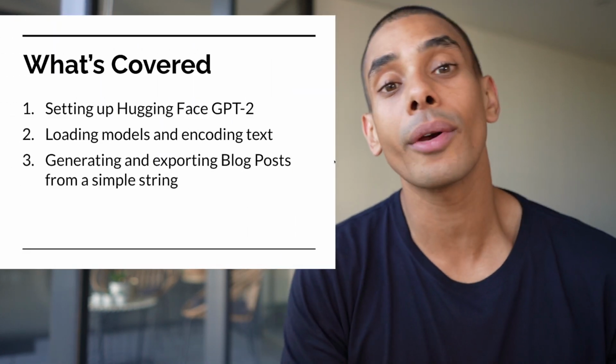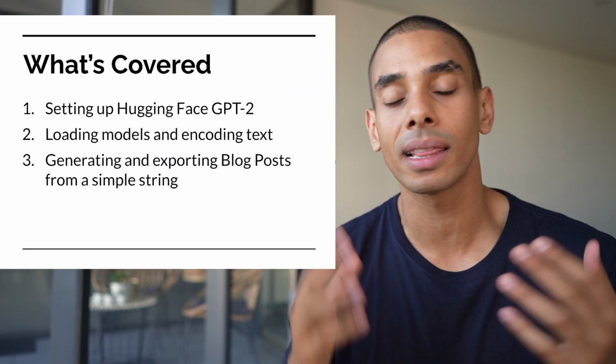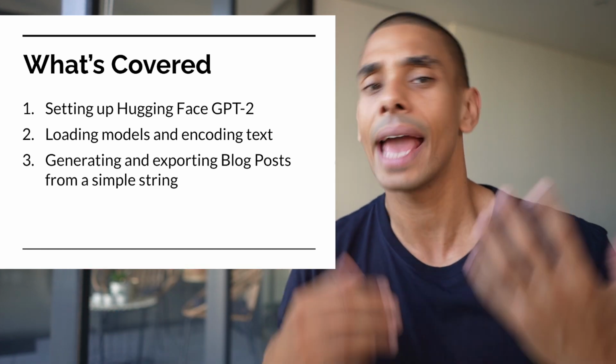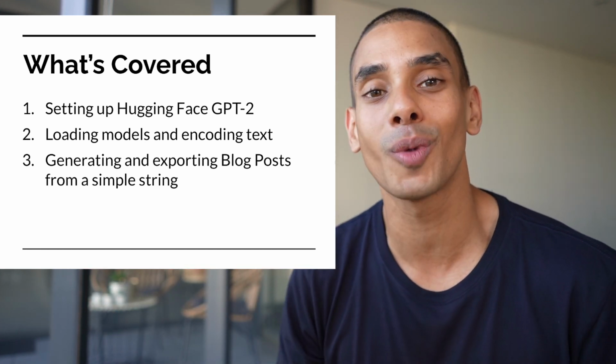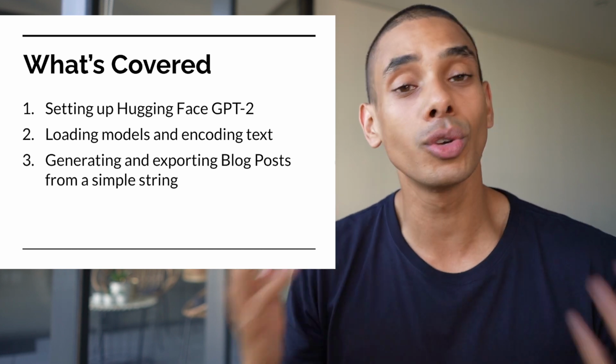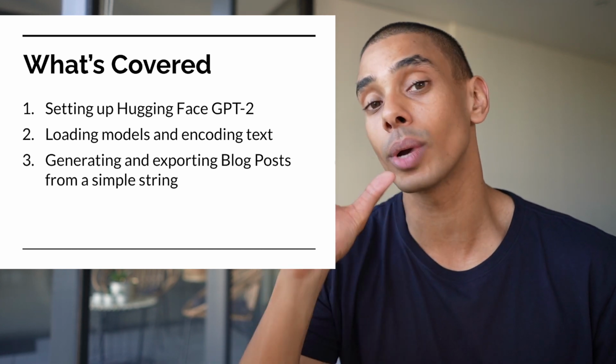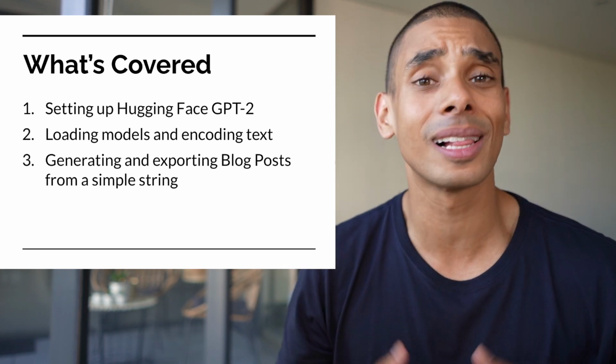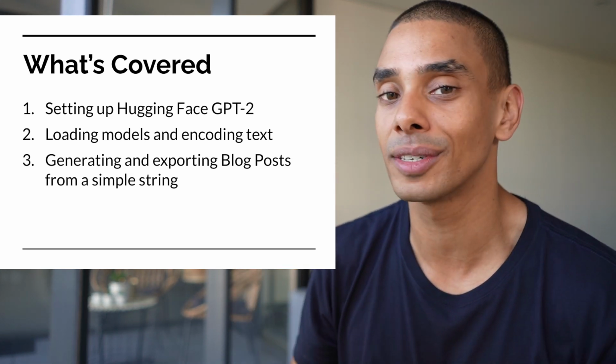So in order to generate our blog post, we're going to be using a library called Hugging Face. Hugging Face allows us to easily access a state-of-the-art natural language model called GPT-2. So using GPT-2, we're going to be able to pass through a sentence and have an entire blog post generated. It's quite powerful and allows you to do quite a fair few different types of things.